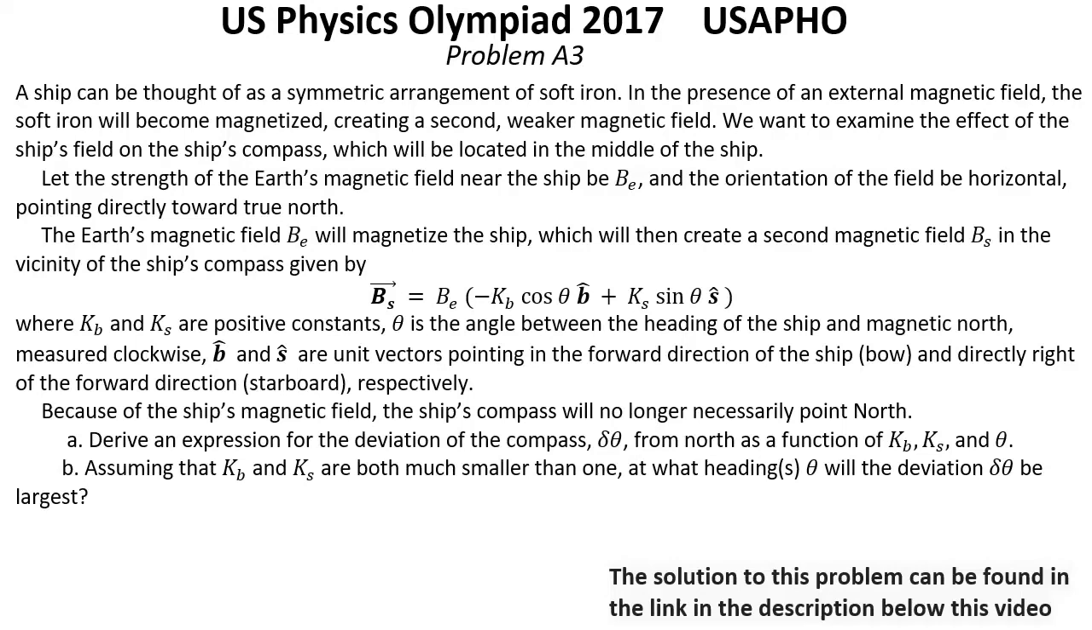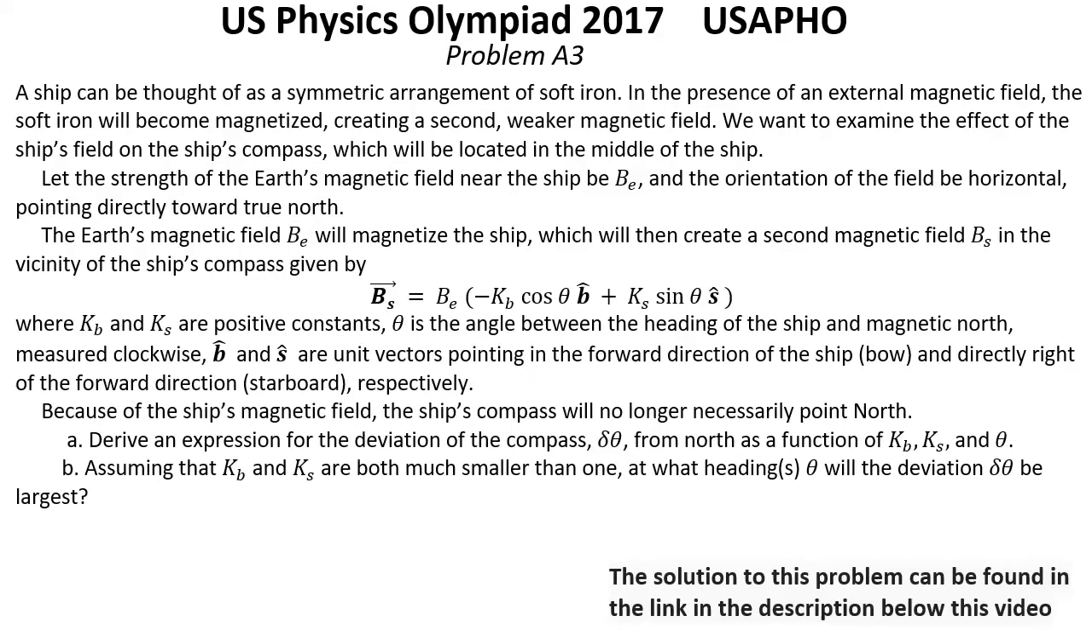Problem A3. A ship can be thought of as a symmetric arrangement of soft iron. In the presence of an external magnetic field, the soft iron will become magnetized, creating a second, weaker magnetic field. We want to examine the effect of a ship's field on the ship's compass, which will be located in the middle of the ship. Let the strength of the Earth's magnetic field near the ship be BE, and the orientation of the field be horizontal, pointing directly toward true north.